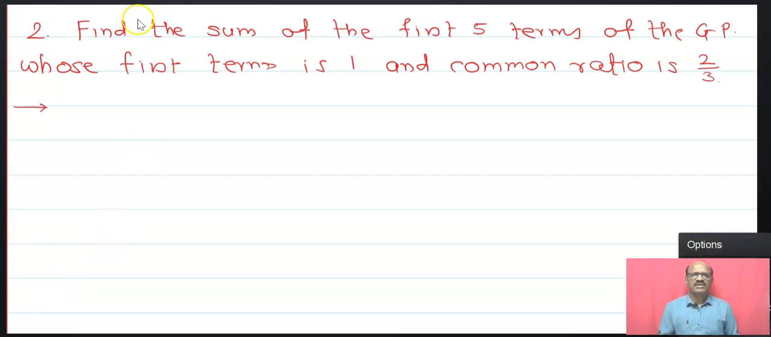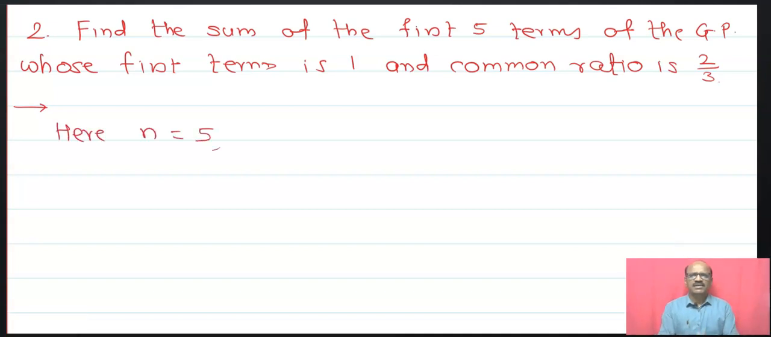Now see this example. Find the sum of the first 5 terms of the GP. The given sequence is in GP whose first term is 1, that is A is equal to 1, and the common ratio is 2 upon 3. Therefore, mod of R is equal to 2 upon 3, which is less than 1. Therefore, here we will apply the formula Sn is equal to A times bracket 1 minus R raised to n upon 1 minus R.